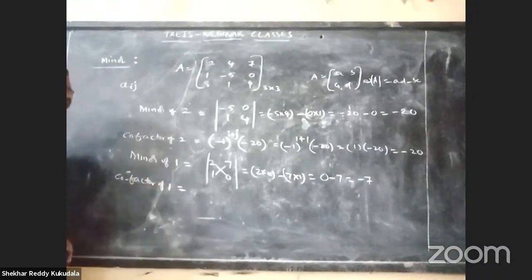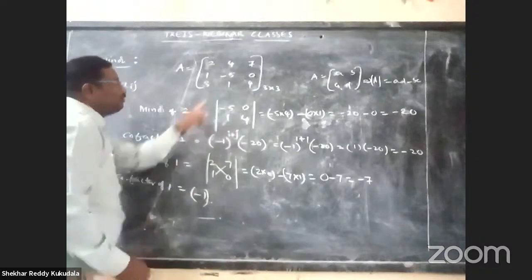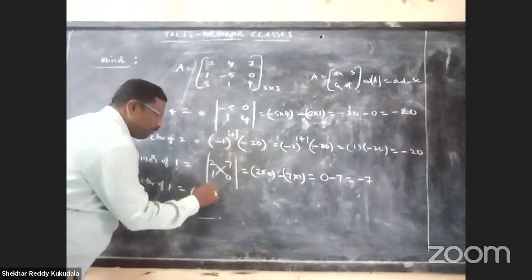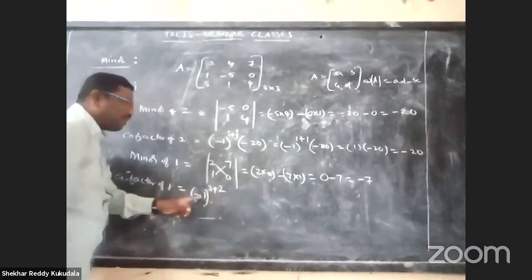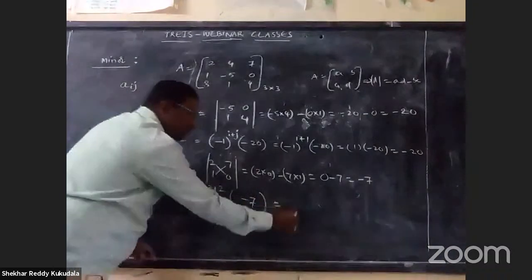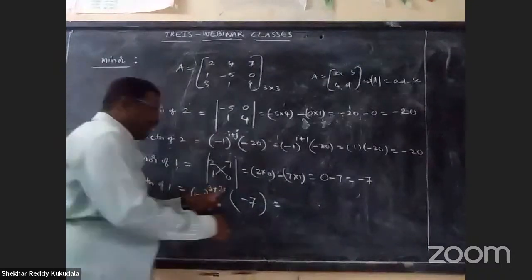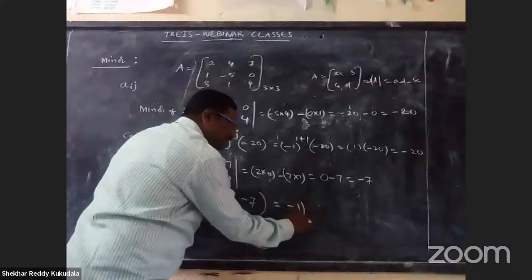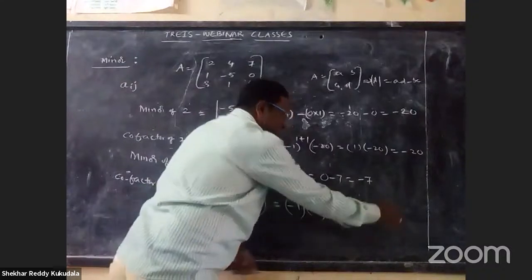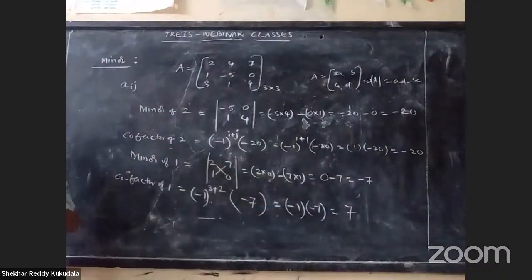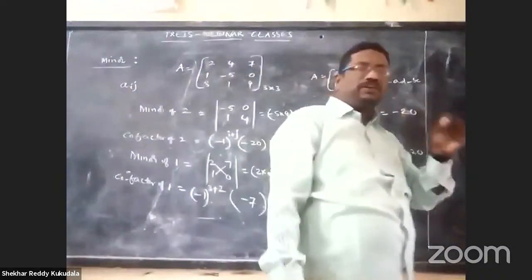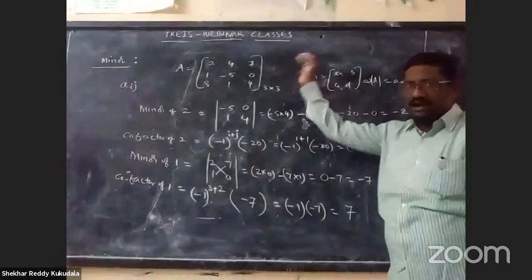The cofactor of 1 is equal to minus 1 power, so this 1 is present in which row? Third row. And which column? Second column. So minus 1 power 3 plus 2, into its minor, minus 7. So minus 1 power 3 plus 2 is 5, so minus 1 power 5 is nothing but minus 1, into minus 7, is equal to 7. This is the way to find the minor and cofactor of each element of a given square matrix.